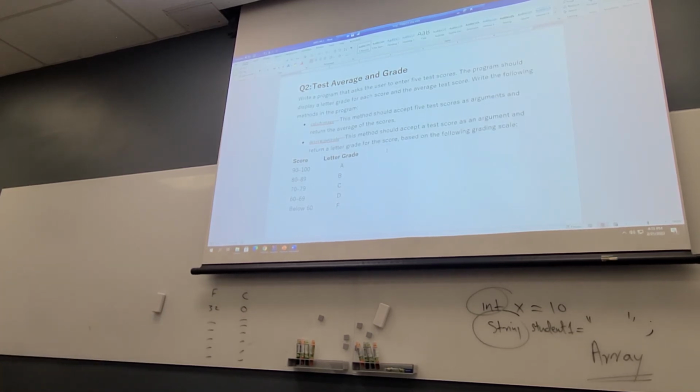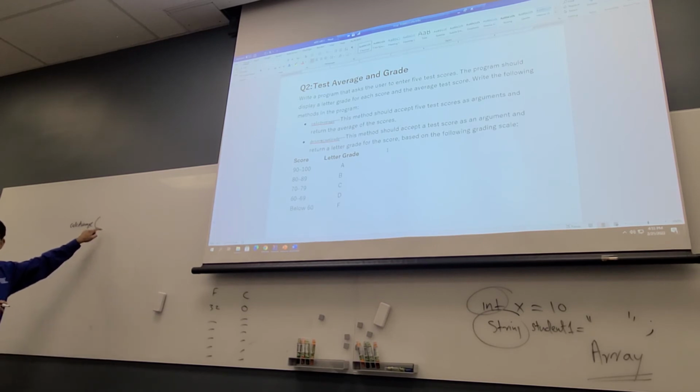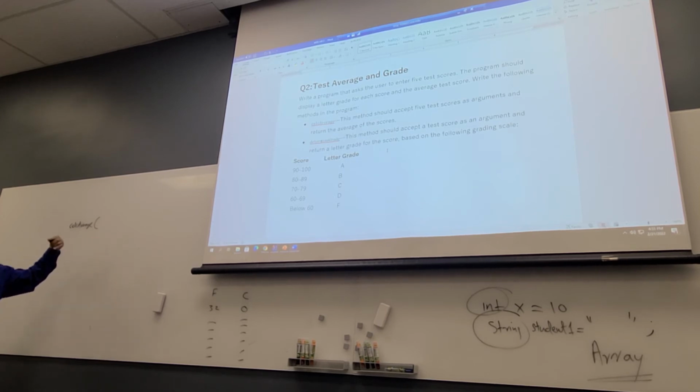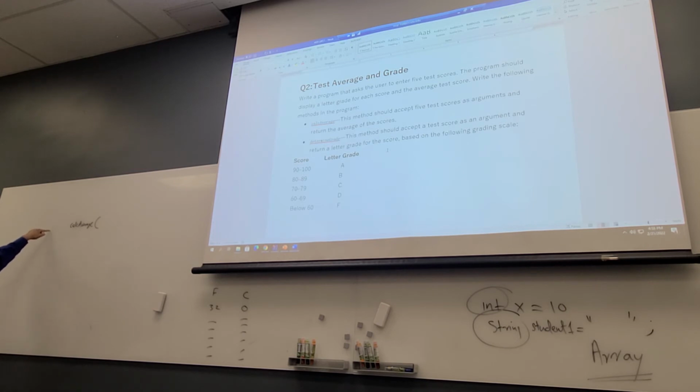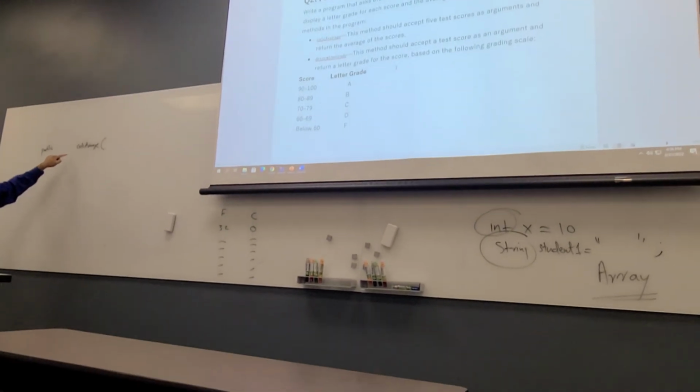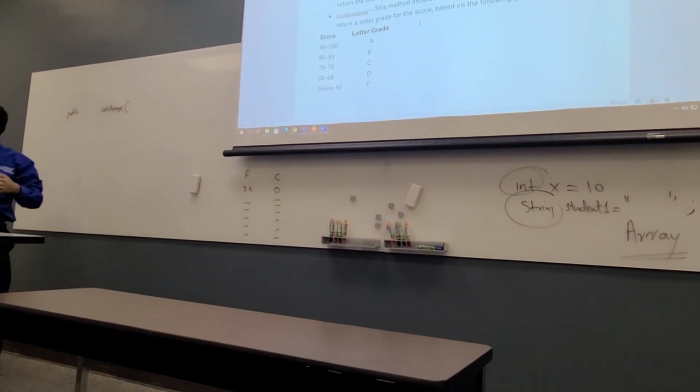So how is the calculate average going to look like? Calculate average. What are you going to have? Is it empty or something here? Building the method. What am I supposed to have here before something? Public, yeah, anything? Class, why do you need class? No, I'm talking about the method.